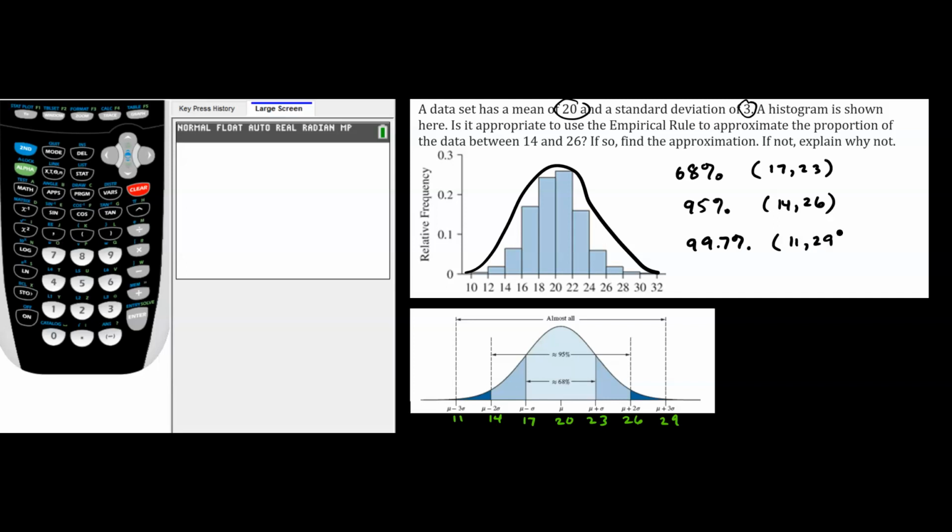11 and 29. And so you can see that I've actually obtained all 3 pieces of information that the empirical rule gives me. And sometimes that's a really good strategy when solving homework problems on this stuff. But to answer our question, it said approximate the proportion of data between 14 and 26. Well, now we can clearly see that it's 95%.